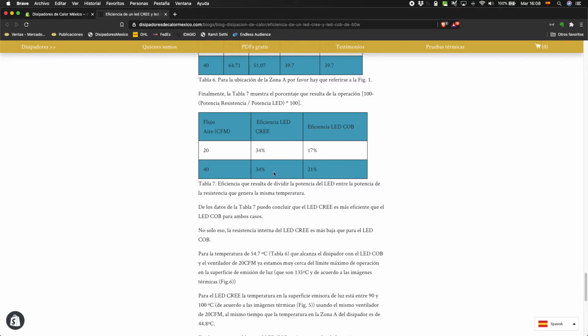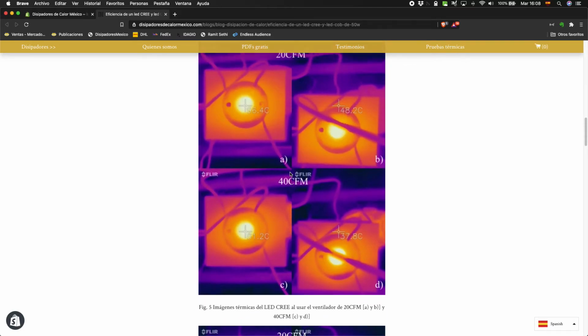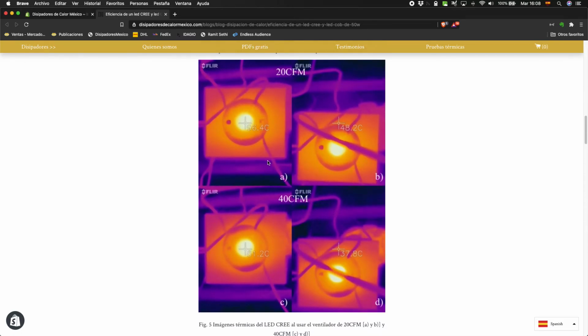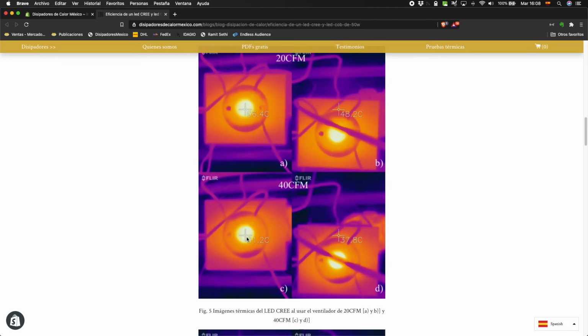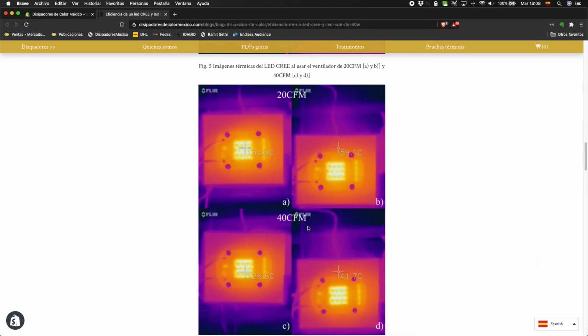Two more things are important other than the actual numbers. As I saw from the thermal images, the internal resistance of the COB LED is way higher than the internal resistance of the CREE LED. For example, this measurement is taken at a heatsink temperature of about 40 something degrees, and the light emitting surface temperature is about 81 according to the thermal image. And in the case of the 40 CFM fan for the COB LED, the temperature of the heatsink is about 10 degrees greater.